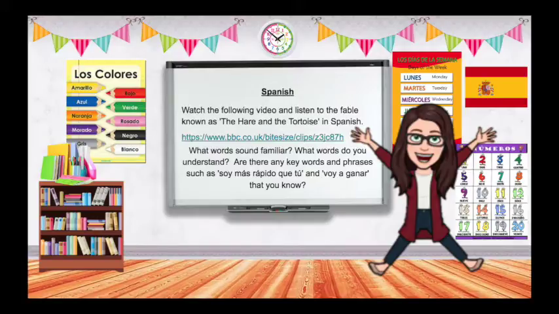This week in Spanish, you are going to listen to the story of the tortoise and the hare. What words sound familiar to you? Does anything sound the same in English? Like rapido? What do you think that means? Listen to the story several times and try to tell the story to some of your family members. It's a great story with lots and lots of changes. Enjoy!